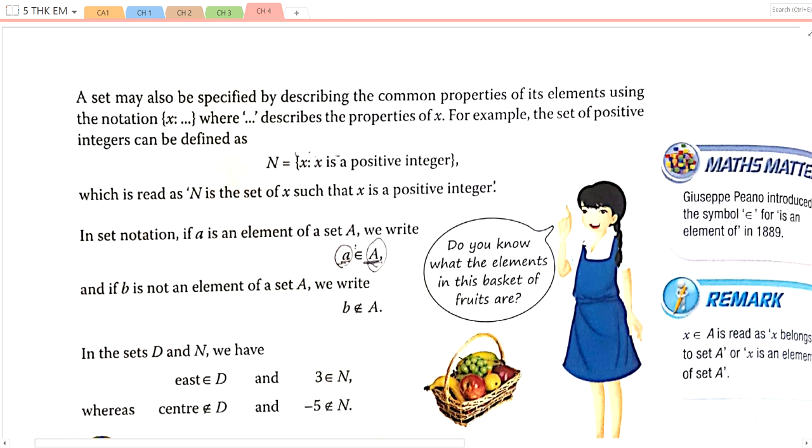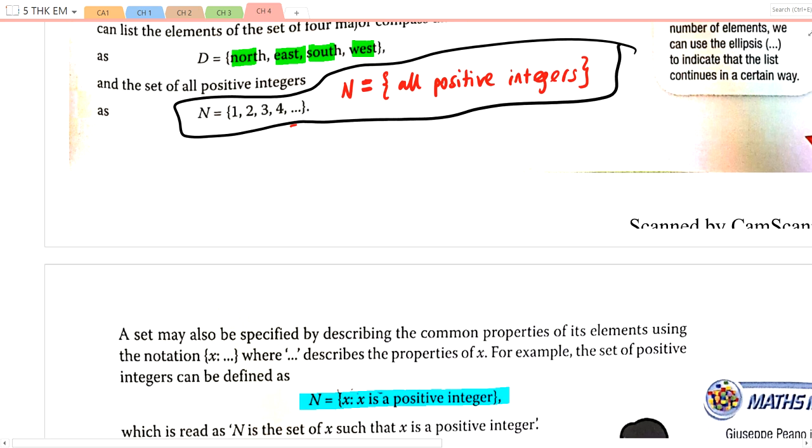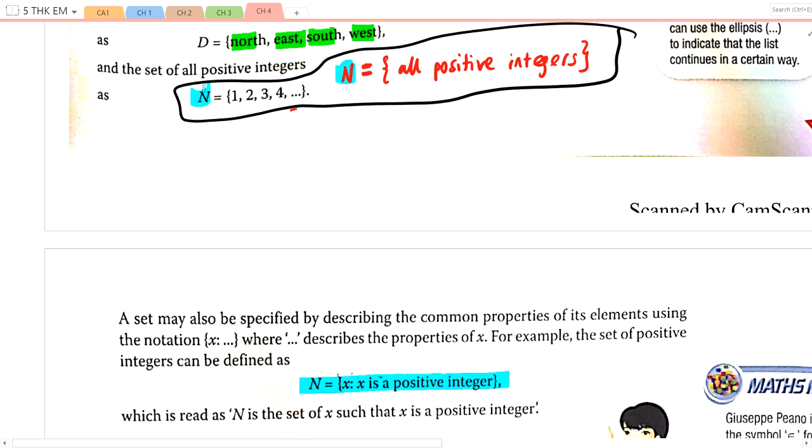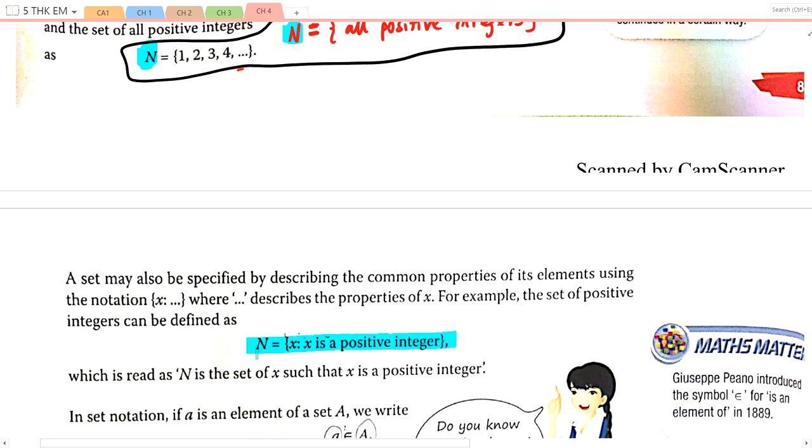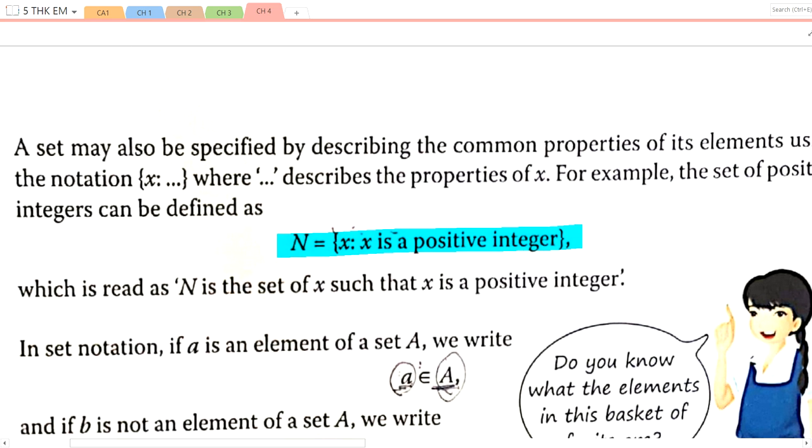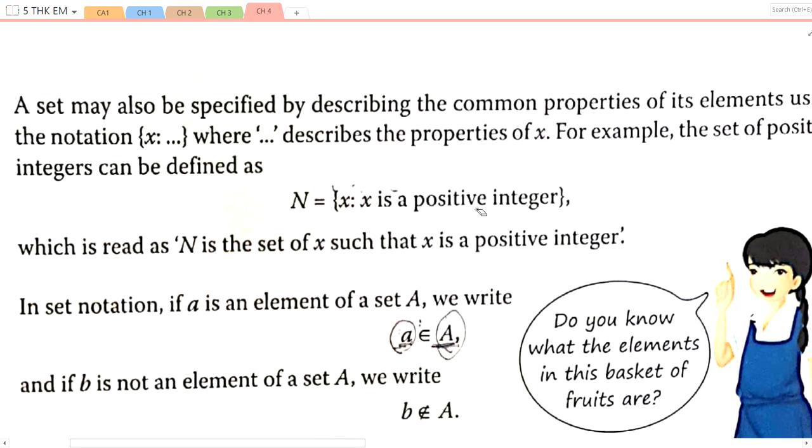A third way of representing sets is like this. Okay, so you see all the N's over here, they refer to the same set. But now we have a third way of writing it. We write that inside set N, we have the elements, which are known as x. These are the elements.